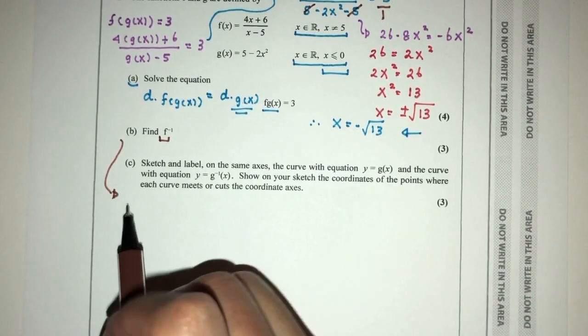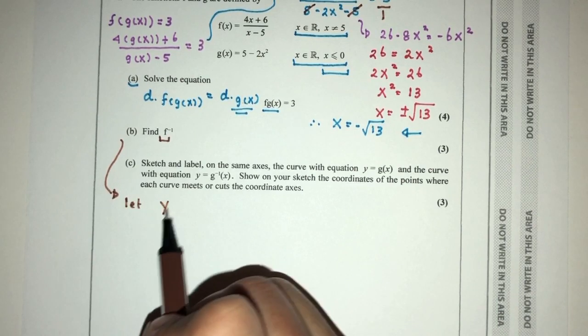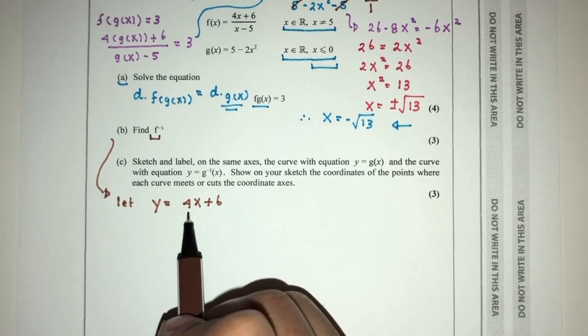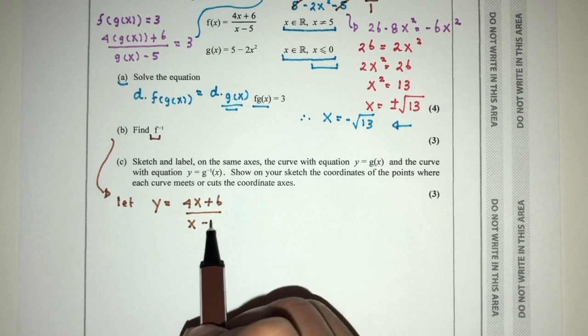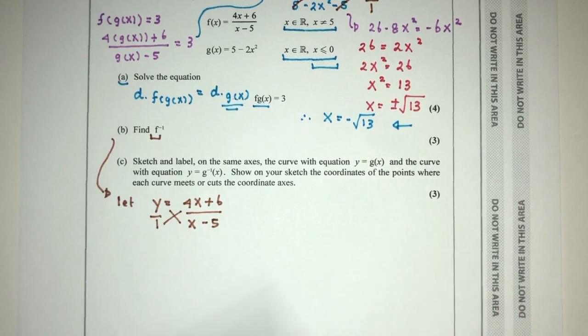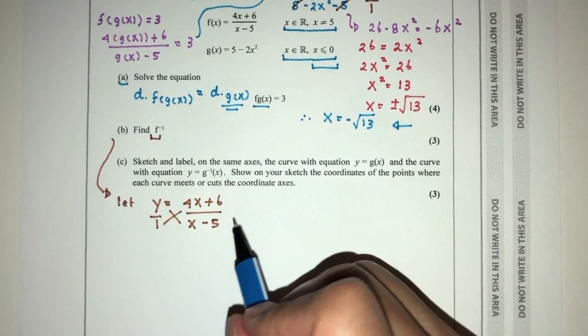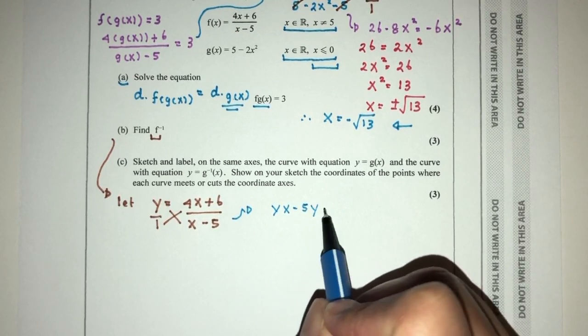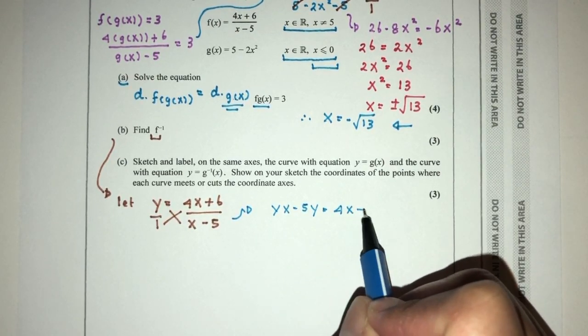The first step is to let y be equal to f of x. That will be 4x plus 6 over the value of x minus 5. Now we have to make x the subject of the formula. Let's see what happens. That will become yx minus 5y equals 4x plus 6.